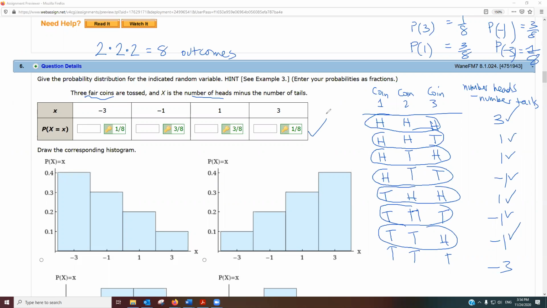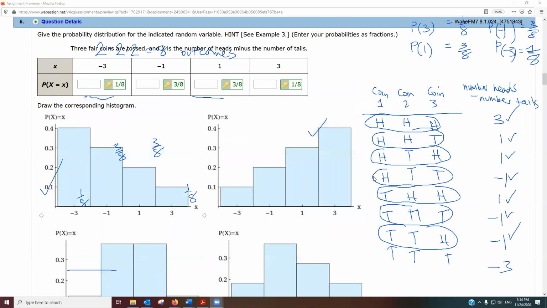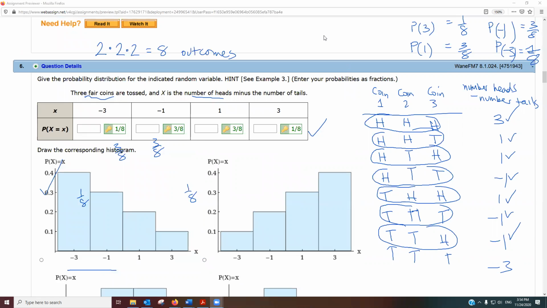Then I could just draw the histogram. All I have to do is make the height of the bars equal the probability. So if I scroll down here a little bit, remember, I need this to match up to 1/8, 3/8, 3/8, and 1/8. So only this histogram matches that. All right, let's go down here. It says calculate the probability that X is between -1 and +1. Well, if I calculate the probability that X is between -1 and +1, I'm really adding up these 2 probabilities right here.